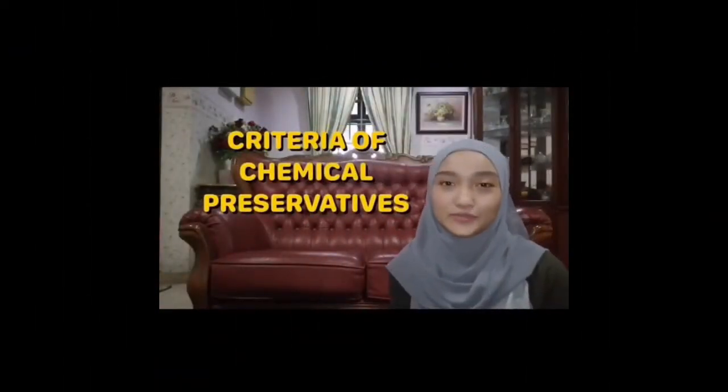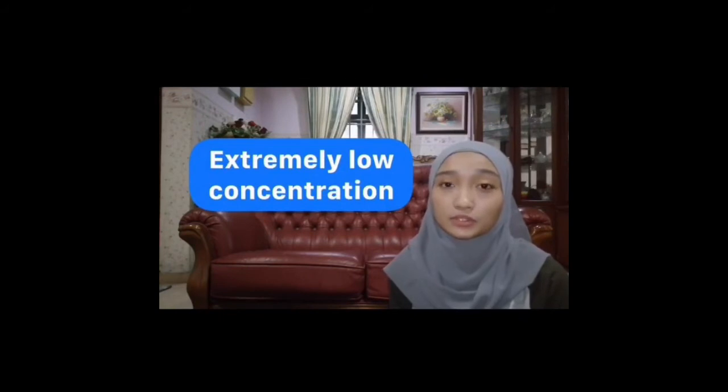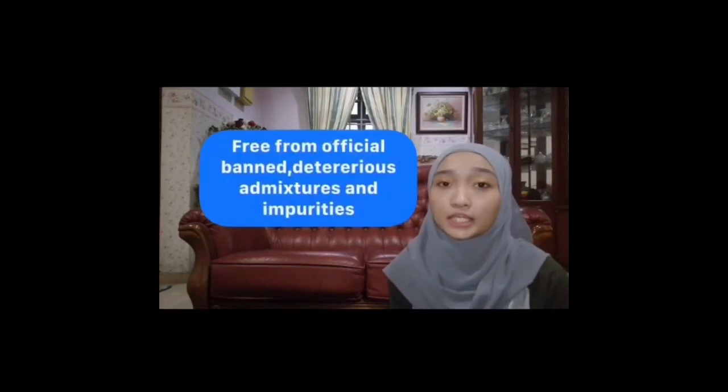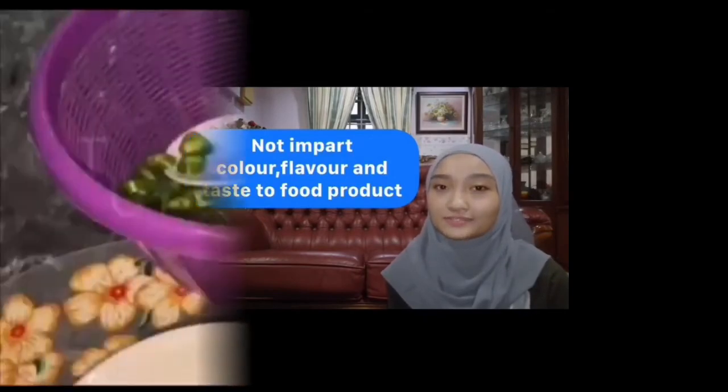Criteria of chemical preservative. So firstly, we need to make sure it is in low concentration to make the food unacceptable for the growth of microflora. And secondly, it should be harmless to the human. And thirdly, it should be free from officially banned deleterious admixture and impurities. And lastly, it should not impart color, taste, flavor to the food product.